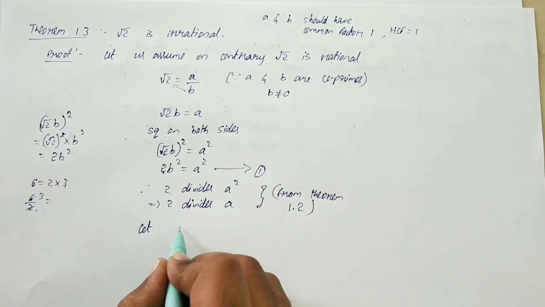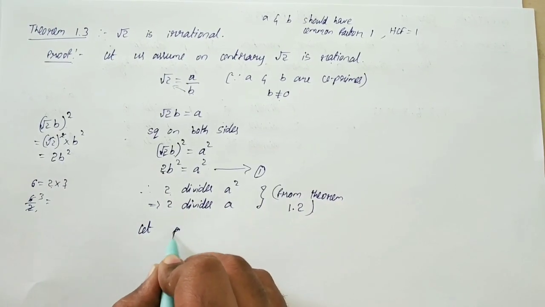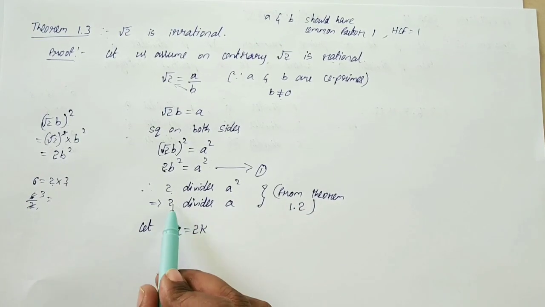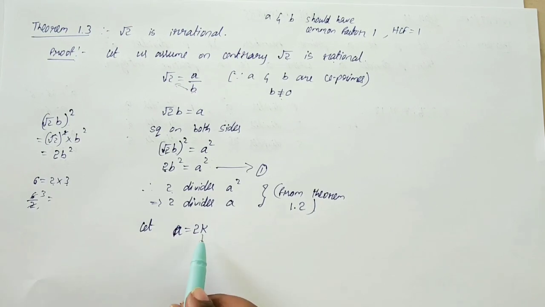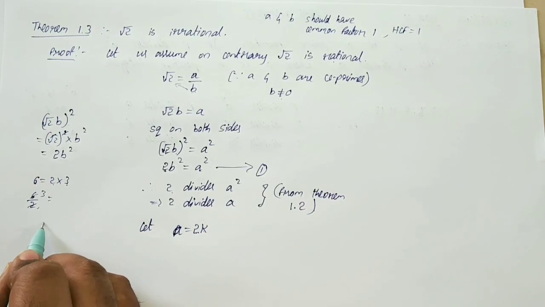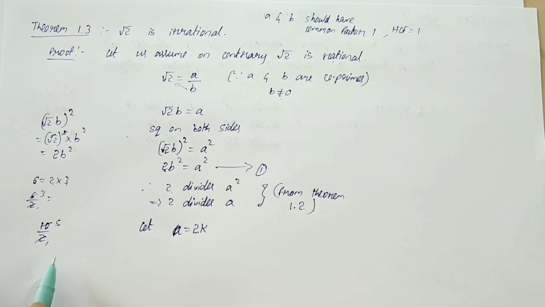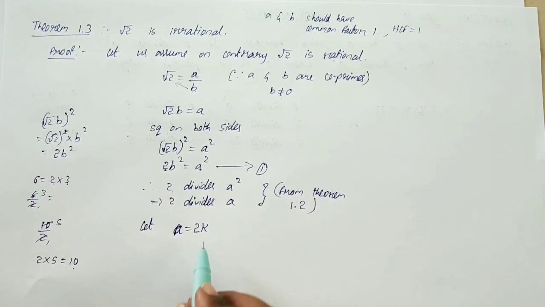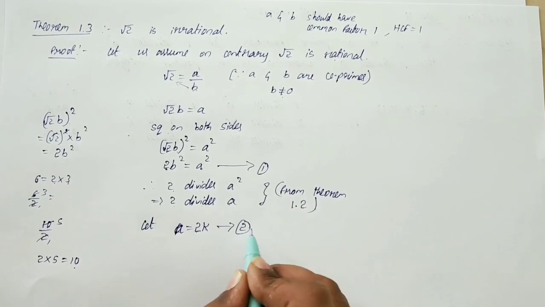So next, let a is equal to 2k. So we can take a is equal to 2k. Why? If 2 divides a, then we'll get some integer, right? If we multiply that integer with 2, then we'll get a. For example, if 10 is divided by 2, we'll get 5, right? Then if we multiply that 5 with 2, we'll get 10, right? So likewise, if 2 divides a square, we'll get some integer. If we multiply that integer with 2, we'll get a, right? So this is equation 2.